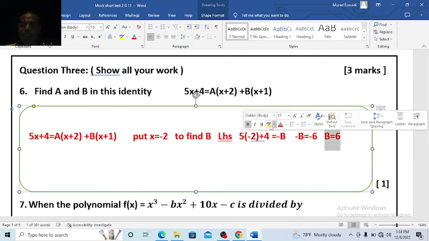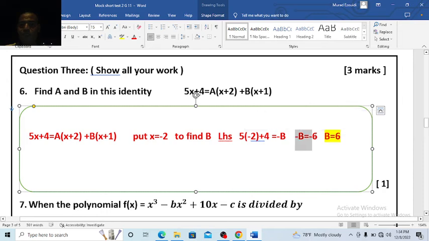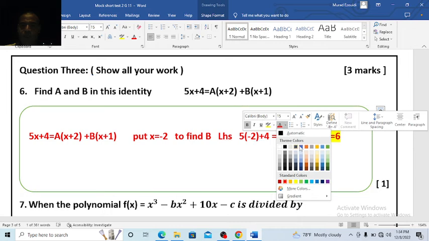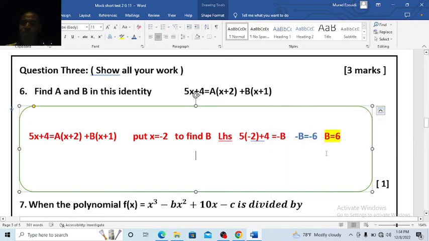Why is it 6? Simply because if you multiply both sides of this one by minus 1, you will get b equals 6, or divide this, the blue, let's say, equation by negative 1, you will get b equals 6.